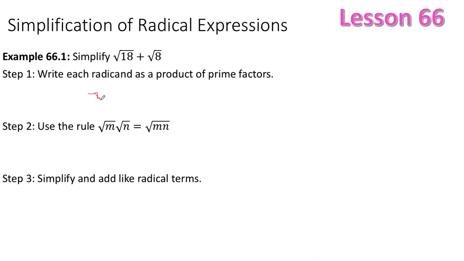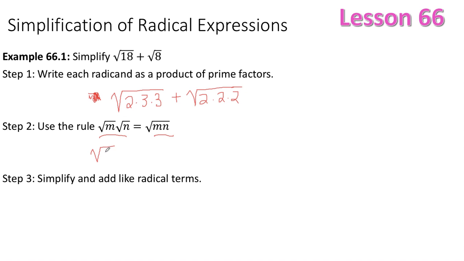The first thing I'm going to do is rewrite them as products of prime factors. So the square root of 18 can be rewritten as 2 times 3 times 3. And the square root of 8 can be written as 2 times 2 times 2. So we know how to do prime factorization. Now, using the rule we learned a couple of lessons ago, we can actually separate or merge together two radicals that are being multiplied. So we can actually separate these.